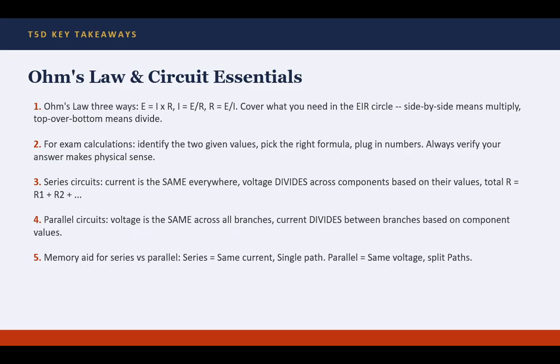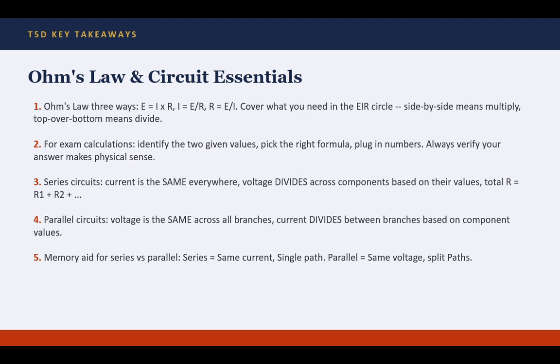So some of our key takeaways, Ohm's law and critical essentials. Ohm's law, 3 ways. E equals I times R, I equals E divided by R, R equals E divided by I. Cover what you need in the EIR circle. Side by side means multiply. Top over bottom means divide. For exam calculations, identify the 2 given values and pick the right formula, plug in the numbers, and always verify your answers that they make physical sense.